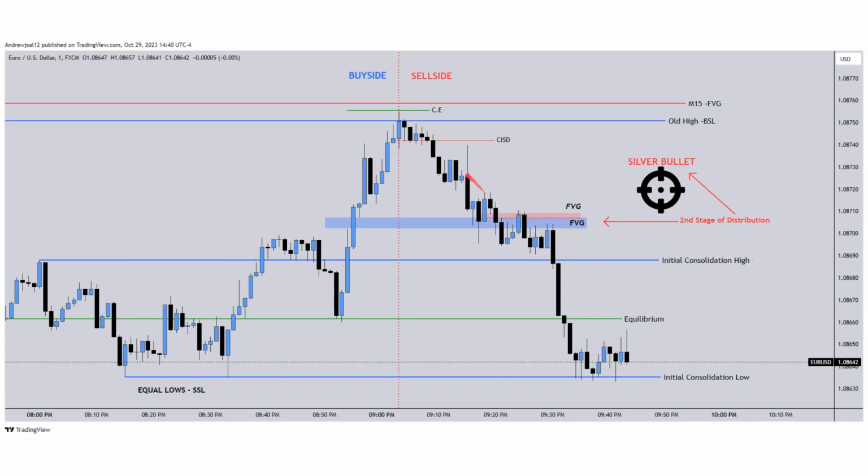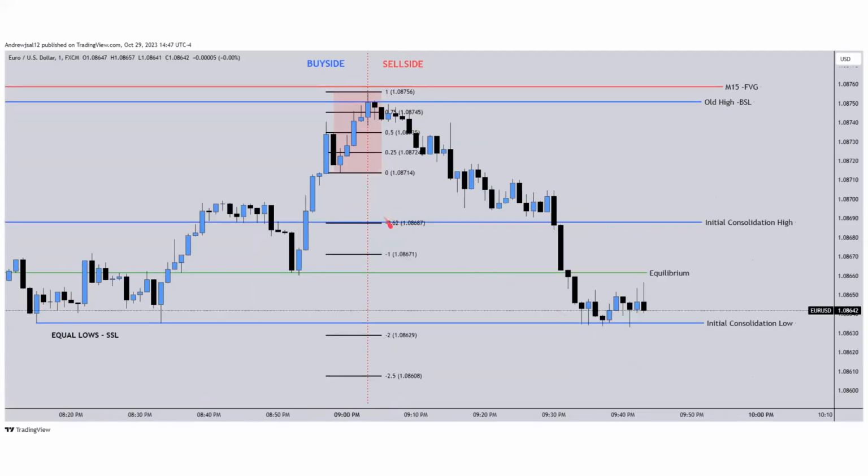And if we notice, we have our first and second stage accumulation above equilibrium of this whole price range here, this sell side delivery range. So more than likely, most of the time, price is going to want to run even lower here because we just had a shallow run. We want to run to and through the original consolidation here in the form of these equal lows.